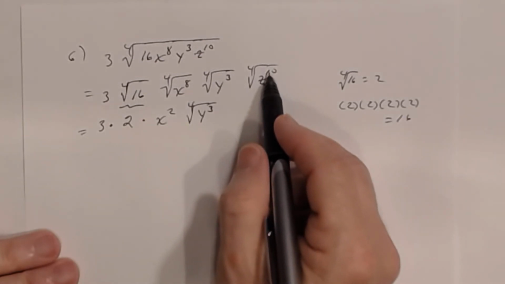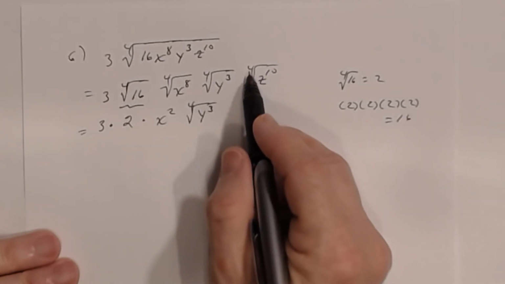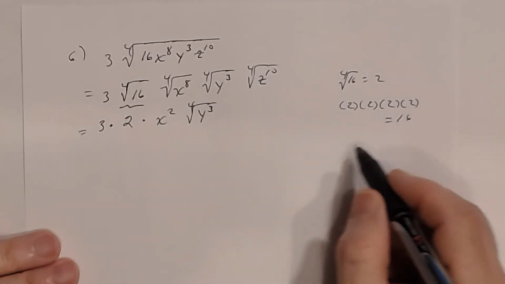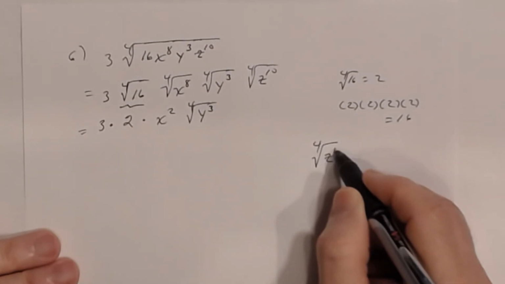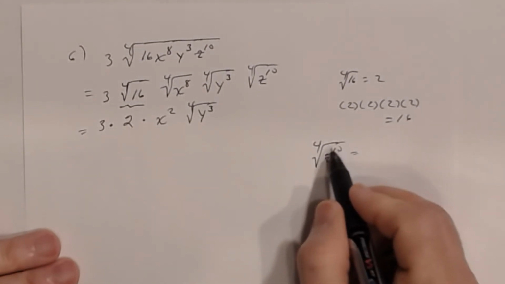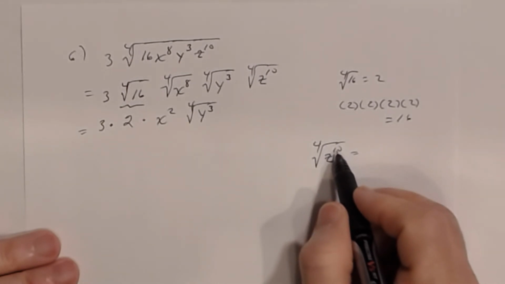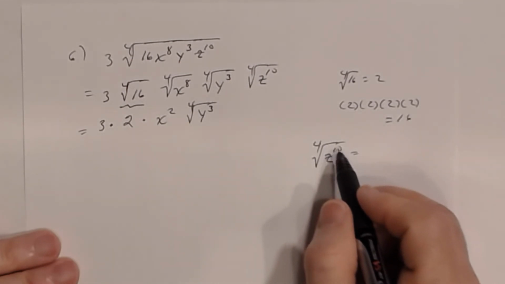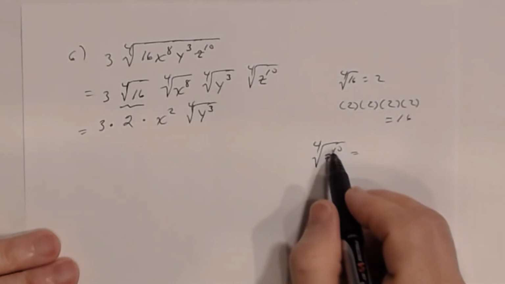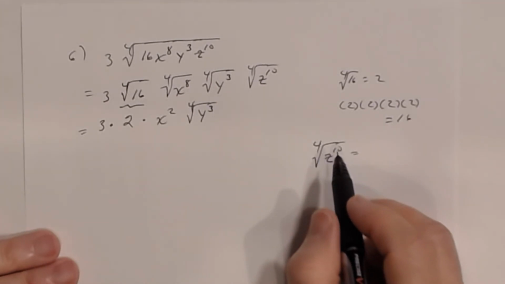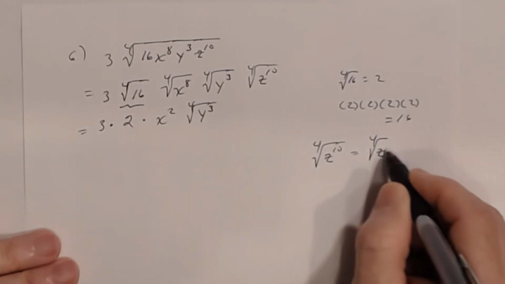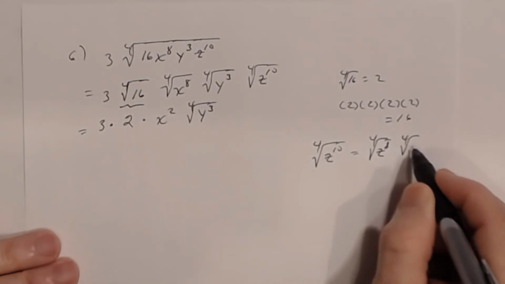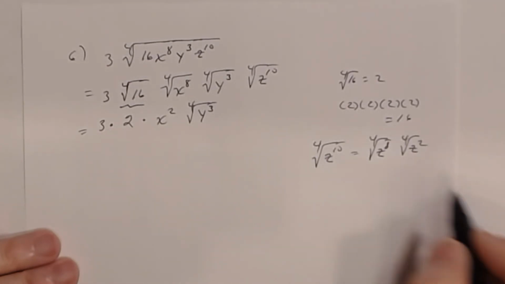And then I can simplify this one because 10 is greater than or equal to 4. But 10 is not divisible by 4, so I've got to think about this. So let's talk about how to simplify the 4th root of z to the 10th. What's the largest whole number less than 10 that's divisible by 4? It's not 9, because 9 is not divisible by 4, but 8 is. So I can write this as the 4th root of z to the 8th times the 4th root of z squared, because 8 plus 2 is 10.